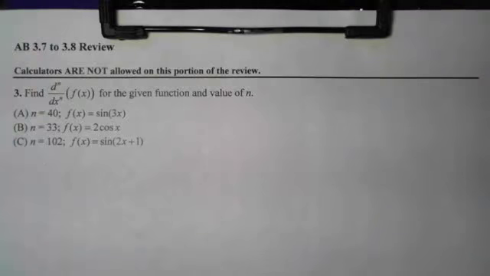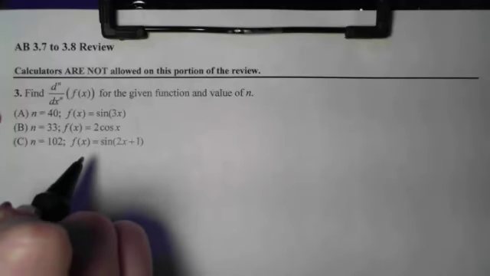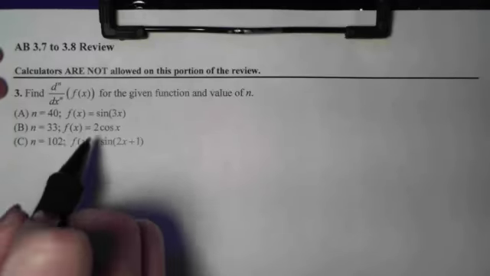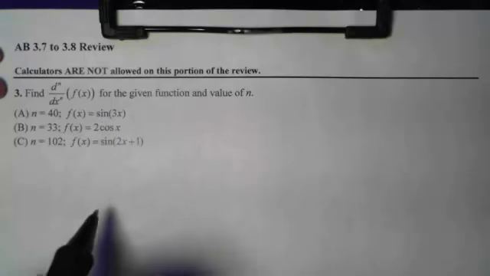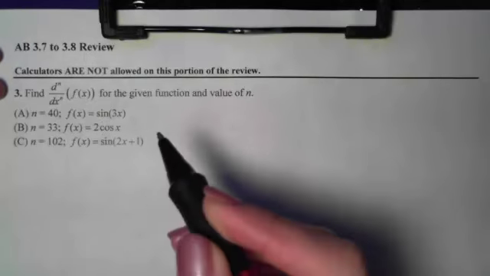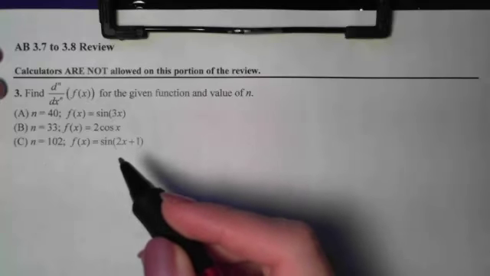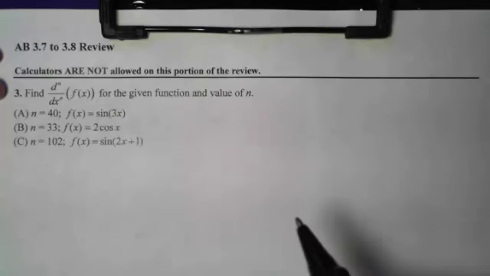This is the 3.7 to 3.8 review. Number 3, calculators are not allowed. The goal is to find the nth derivative for the given function and value of n. So all three of these are going to involve trig functions, which repeat every fourth derivative. They wrap back around to the original function.